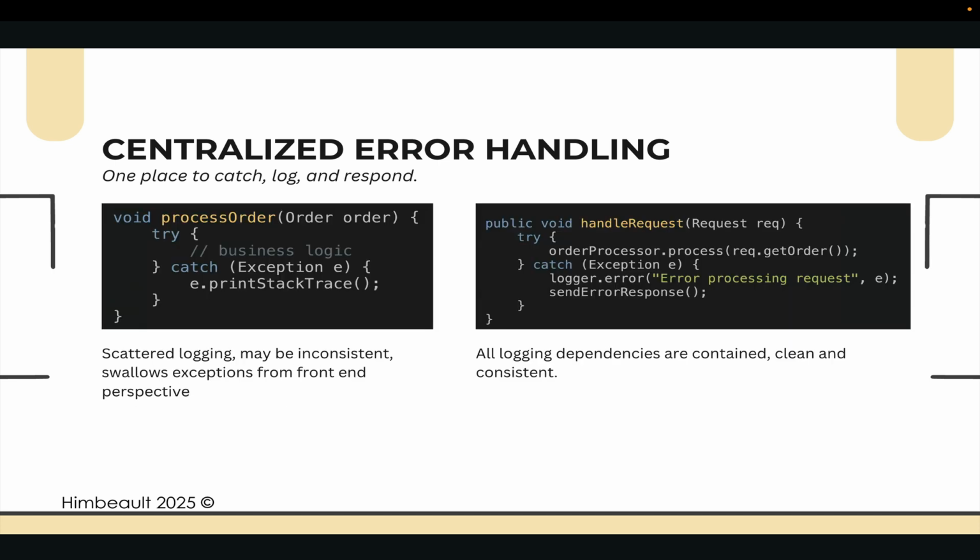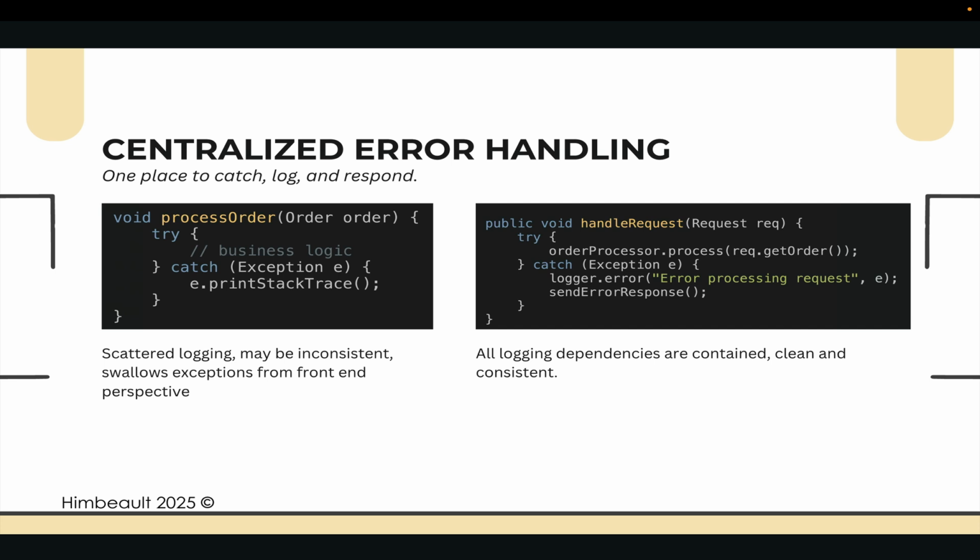So here we can see an idea of what scattered logging might look like. In our process order method, in our service layer, our logic layer, we might remember to add the logging, but we also might not. Those are things we may or may not remember to do. We also may have to keep a logger object in the service layer and in the front end. We have to keep multiples, which might be unnecessary and inconsistent.